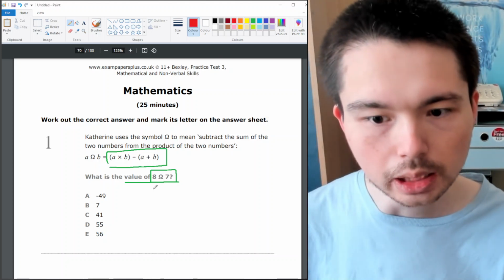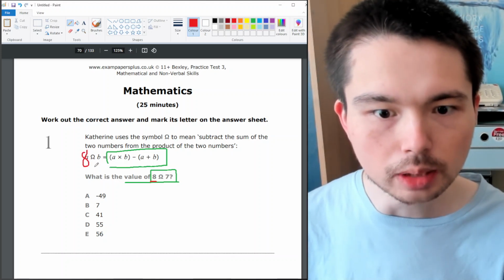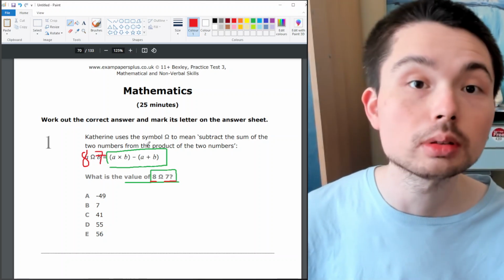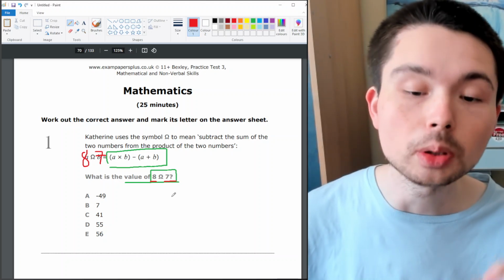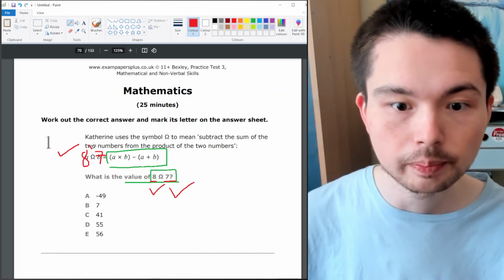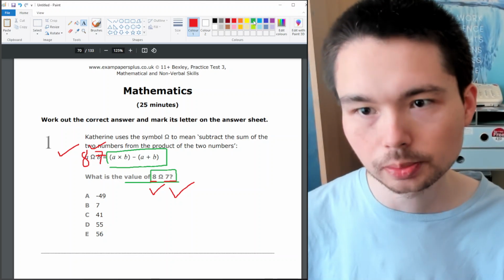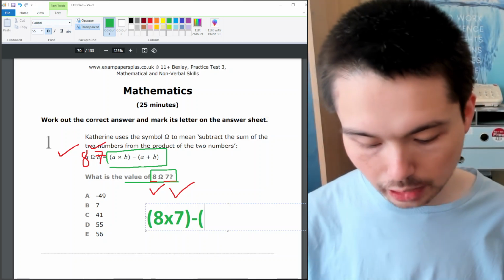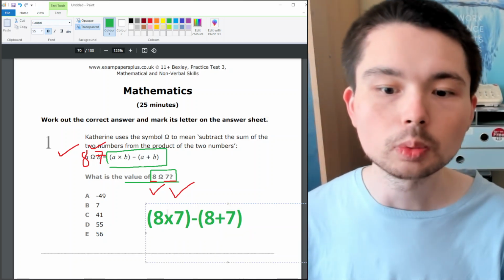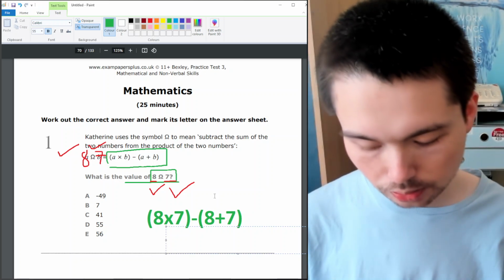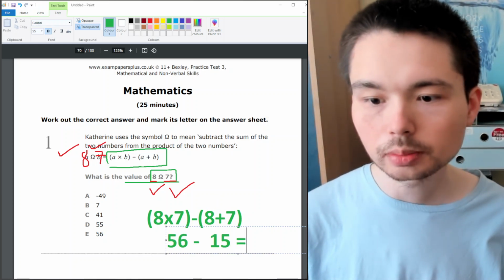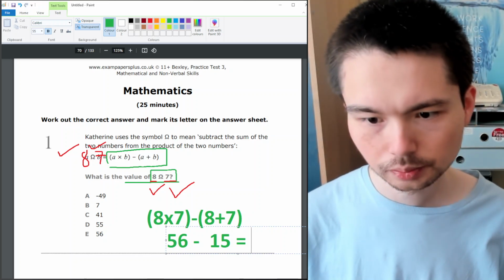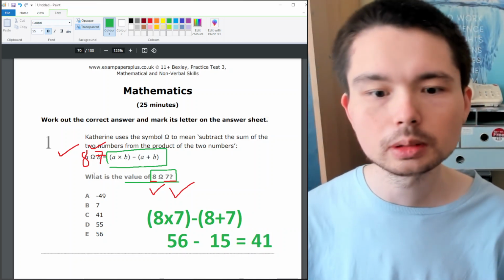So just slot in each number as each symbol. 8 omega 7. It might look quite scary. You've never seen this before. Neither have I, but that's the skill. You just put in the numbers as each letter. Write this out fully, this green box. 8 times 7 minus 8 plus 7. Work out each bracket. 56 minus 15 is what? You have 5 seconds. Do it now. 41. Done.